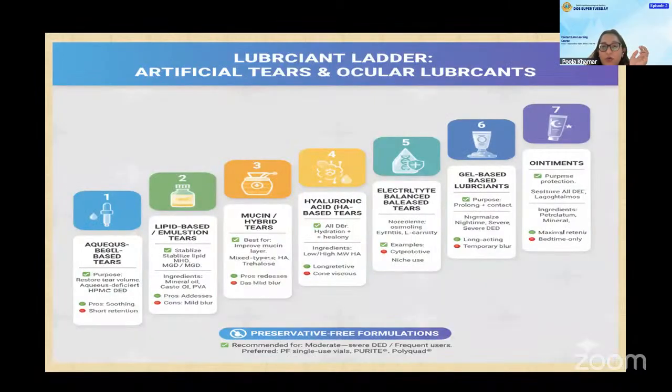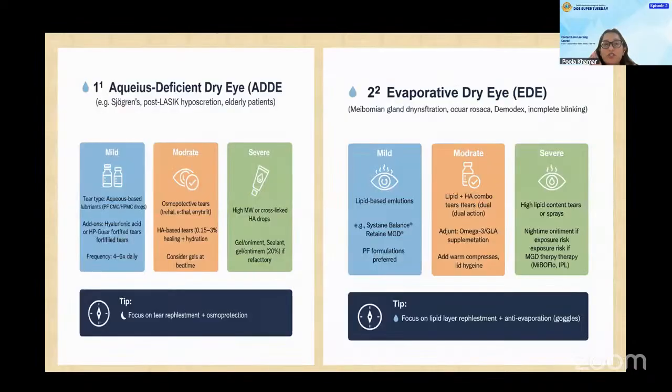Now again, we do have a lot of lubricants, and there's always a question of what lubricant to give at what stage. This is clearly given in TFOS DEWS 3: when to give aqueous-based tears, lipid-based or emulsion-based tears, mucin or hybrid tears, what type of drops to give for what kind of patient, their characteristics, the pros and cons, and when to use preservative-free formulations as well.